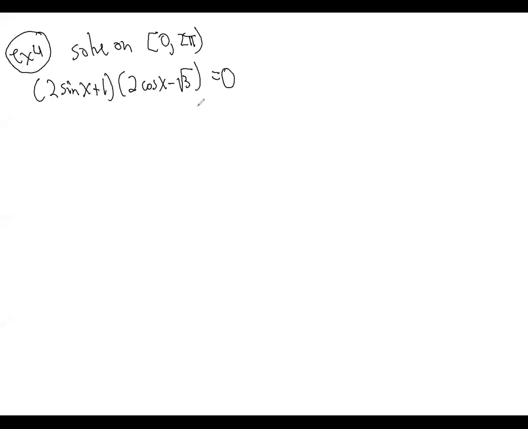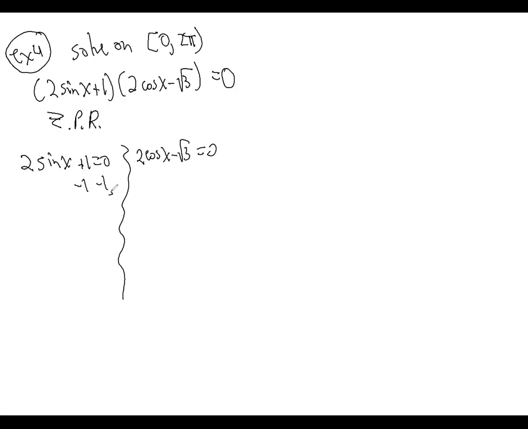So we have something factored, which means we can use the zero product rule, since these are set equal to 0. Now, if this wasn't a 0, we couldn't do that. We'd have to make it 0 somehow. So the zero product rule says just make 2 equations out of this. 2 sine of x plus 1 equals 0, or 2 cosine of x minus square root of 3 equals 0.